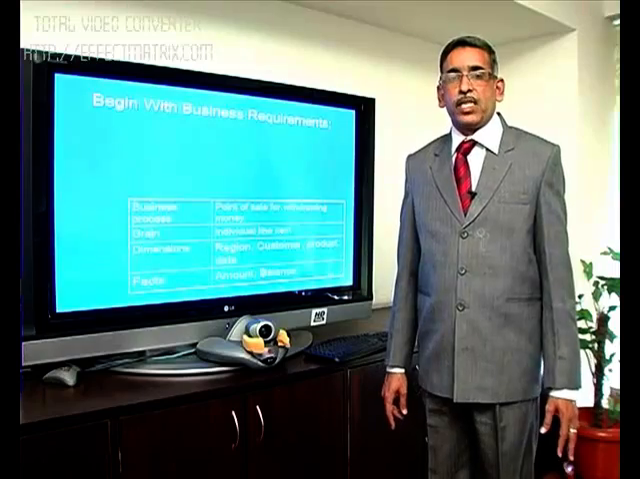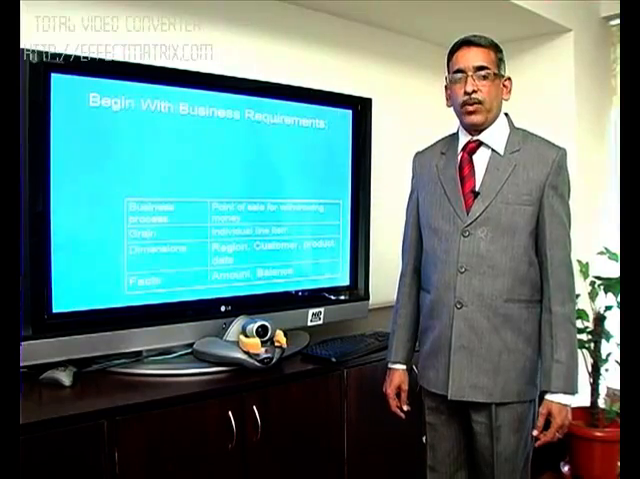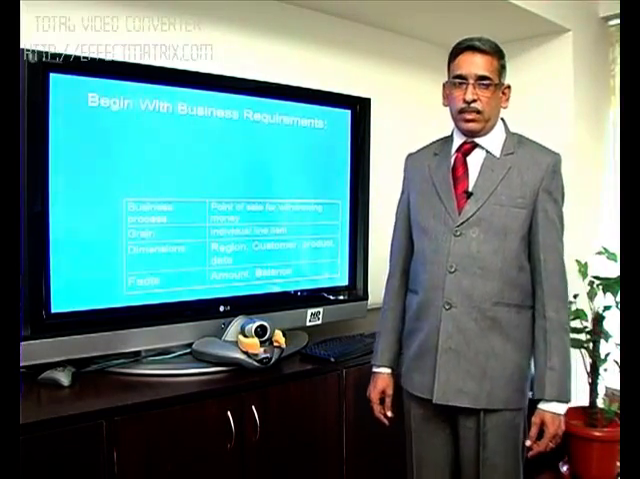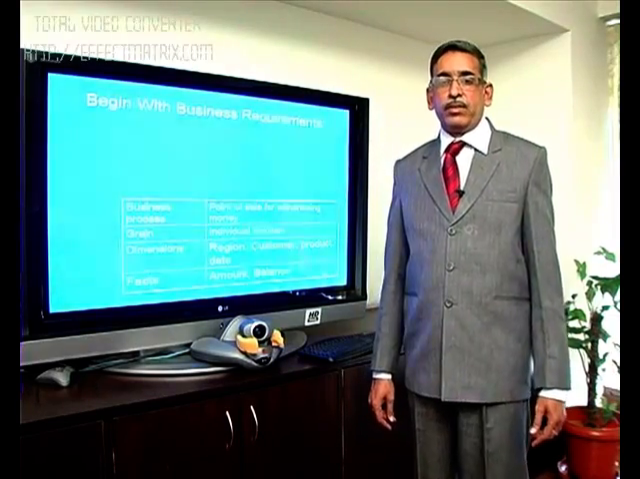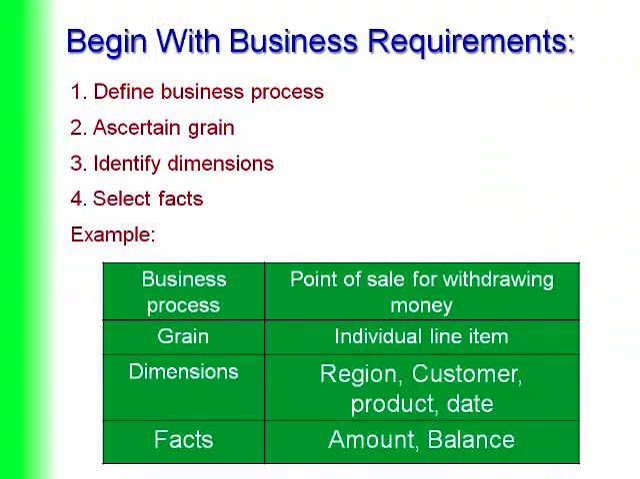We discussed three different kinds of schema models: star schema model, fact constellation schema model, and snowflake schema model. We now discuss what are the steps involved in preparing the dimension model. There are 4 steps. The first step is to define the business process, then ascertain the grain. That means based on the business process requirements, we have to identify and understand the grain and its level, then identify the dimensions, and finally select the facts.